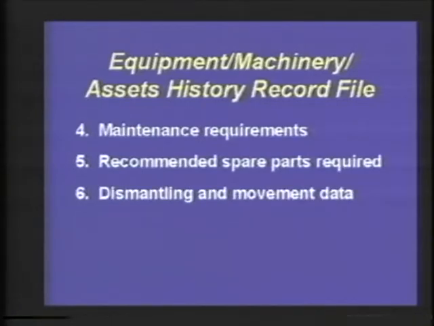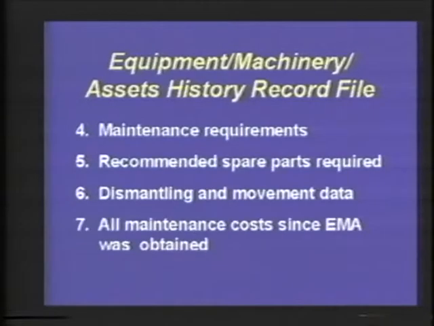Item 6 would be dismantling and movement data. Many companies are moving from the traditional large manufacturing department to either cellular manufacturing or focus factory. In these cases, we may have to move equipment to support those types of manufacturing activities. So dismantling and movement data would be a key to the successful movement of assets.